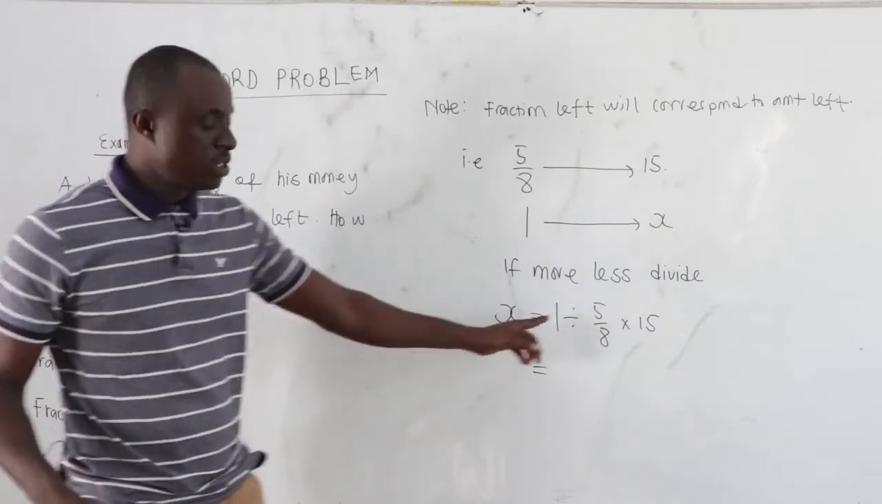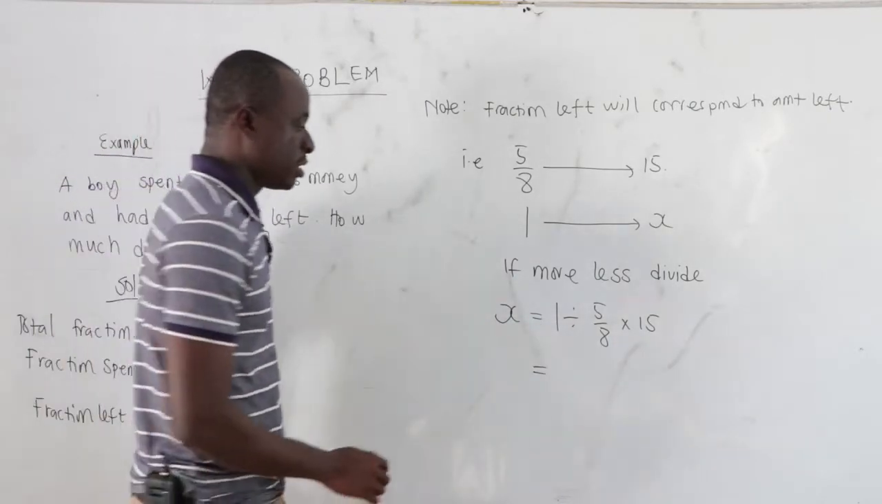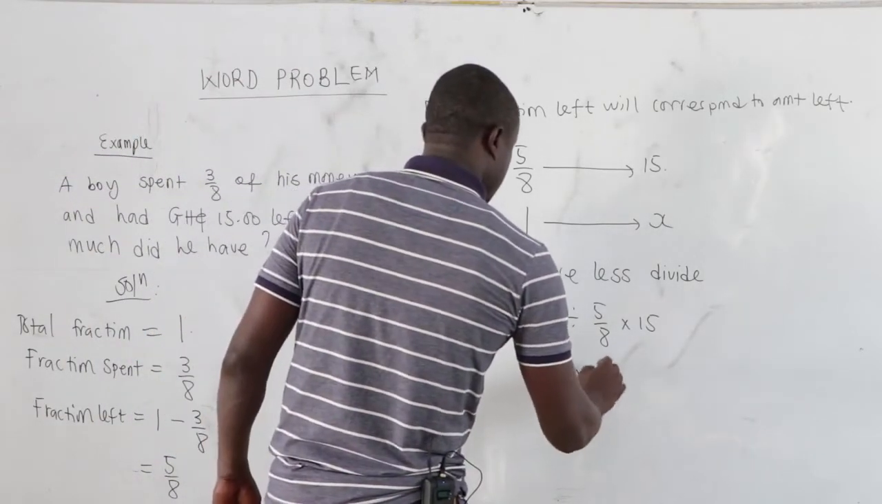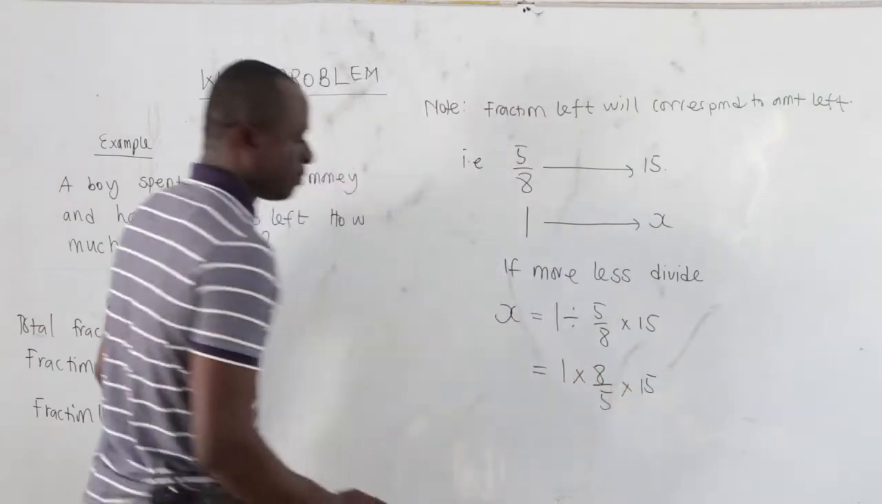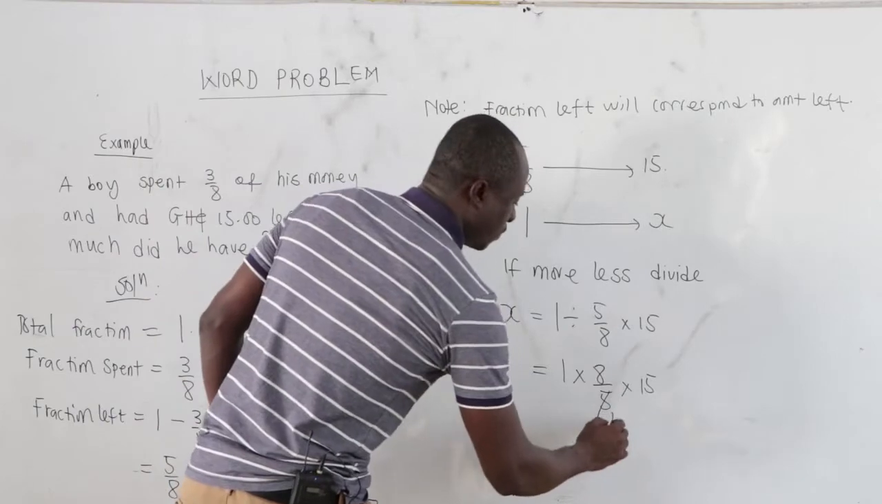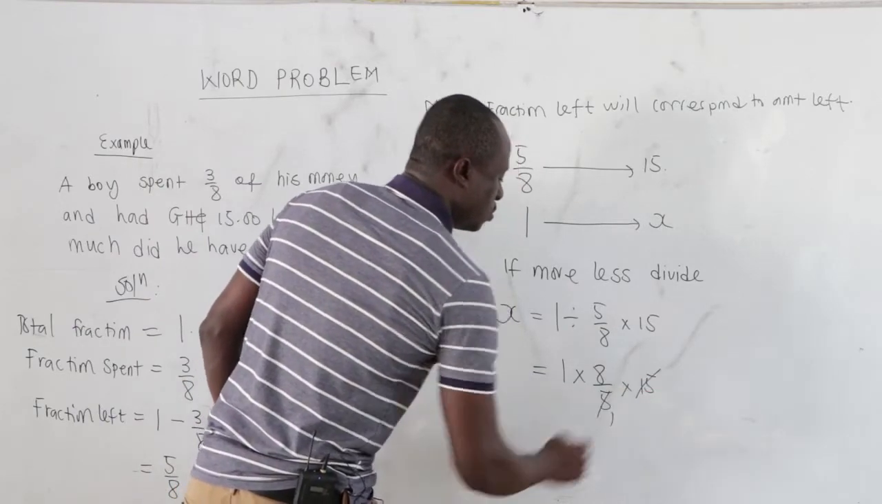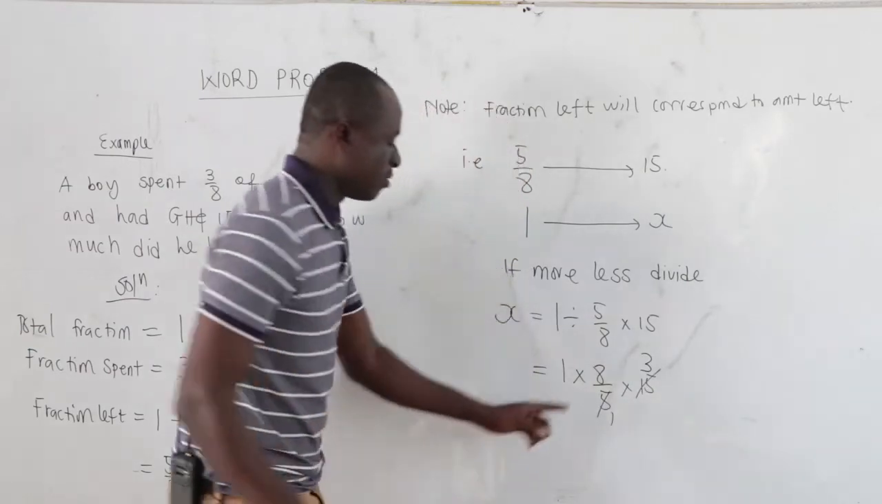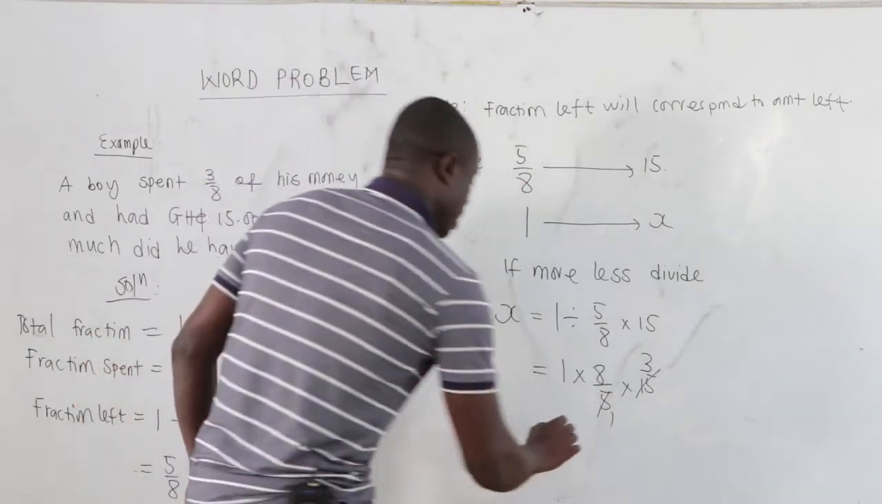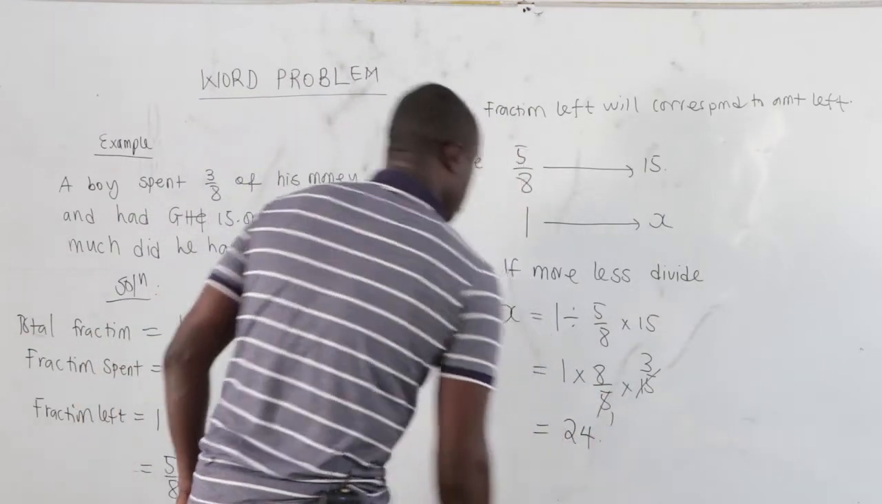Now, division will change to what? Multiplication. We reciprocate the second term. So you have 1 times 8/5 times 15. Now, 5 will go into itself 1. 5 will go into 15, that is 3 times. Now, what is 8 times 3? And this will give us 24.